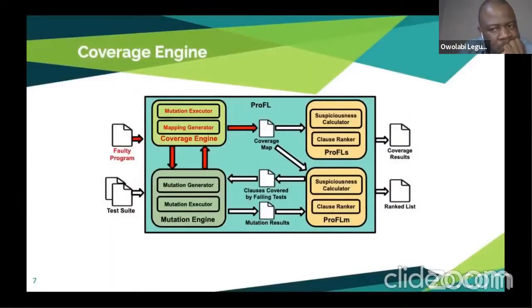So the coverage engine. In Prolog, there's no native way to determine test coverage, which is an integral part in fault localization. So what we did is we based our coverage technique on a recent paper which uses mutations to determine test coverage. So first, we invoke the mutation engine to get all the valid mutants of the program. And then for every mutant, we execute the test suite, and we see if any of the test results change. If a test changes, then we conclude that the statement that was mutated is covered by that test.